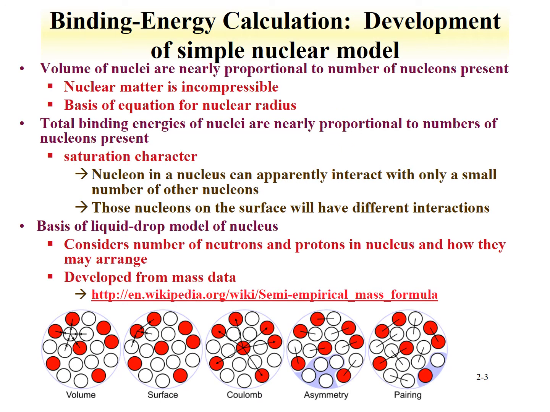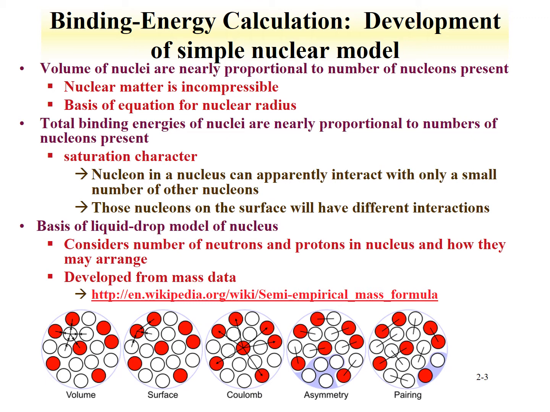Based on everything we've discussed, masses, and how those masses can be used to evaluate binding energy, we can now use this information to develop a simple model of the nucleus. This model is basically going to be based on a liquid drop. Very simple. We're going to call it the liquid drop model of the nucleus. That's what it's called. And some of the concepts of this model are described here.